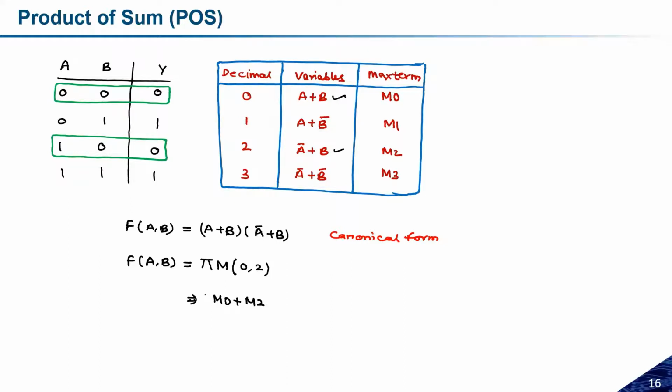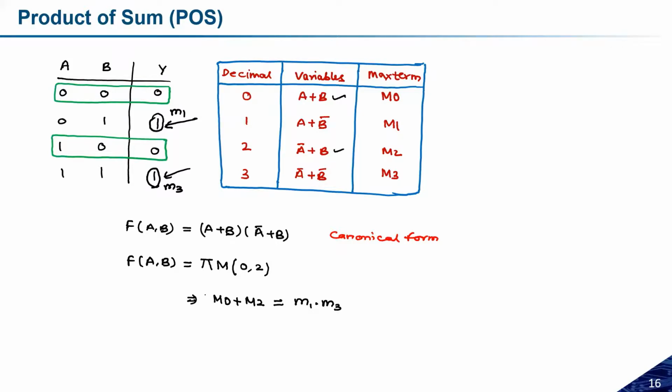Now, if you consider the sum of the product form, what do I have to consider? I have to consider where I was getting output 1. So output 1 and 1 here. And this is small m1, and this is small m3. Okay, so this m0 plus m2 can be written as m1 dot m3.